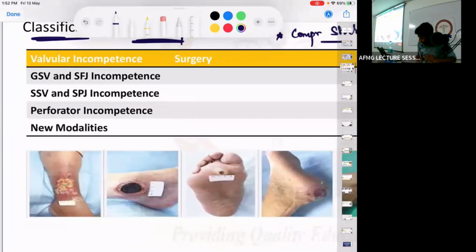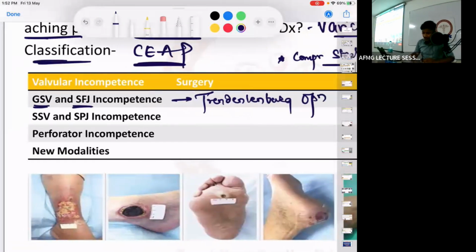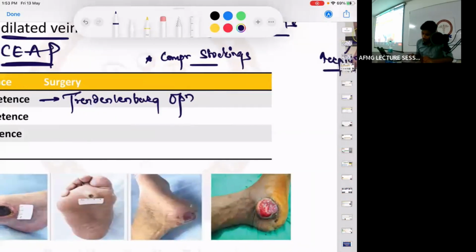Okay? So if the valvular incompetence is at the great saphenous vein or the saphenofemoral junction, then which surgery is done? The classical Trendelenburg operation. In great saphenous vein and saphenofemoral junction incompetence, Trendelenburg operation is done. Here we will do flush ligation of the great saphenous vein.